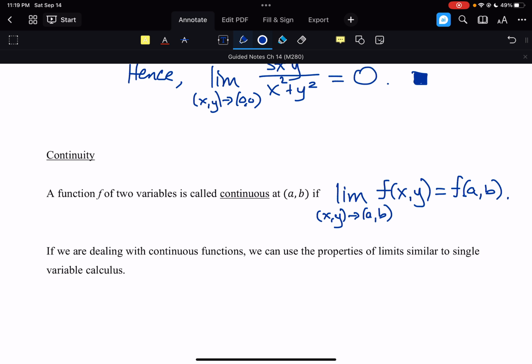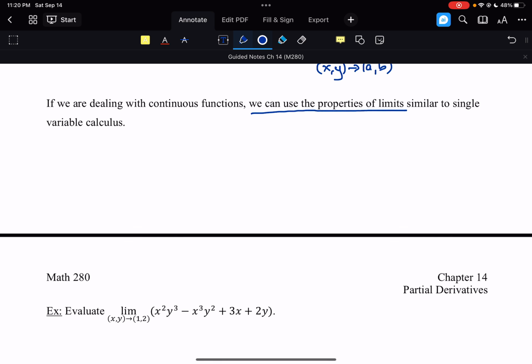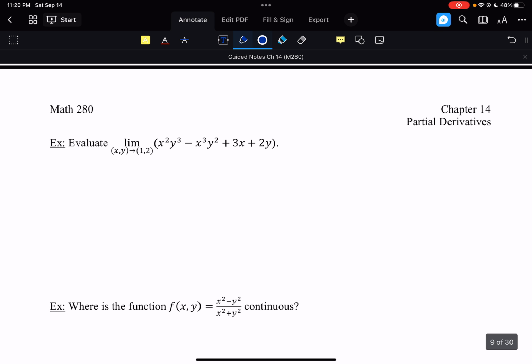The nice thing about continuity here is if we know that the functions are continuous, we can use the properties of limits similar to single variable calculus. So as long as we know the functions are continuous, we can use things like algebraic manipulation and simplification to help us solve limits rather than using delta epsilon proofs every single time. So let's take a look at some examples here.